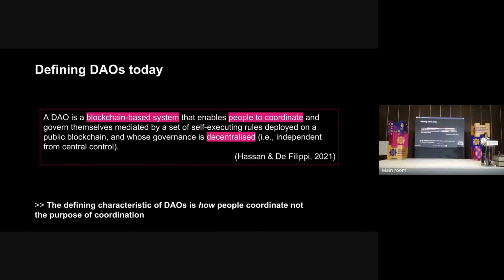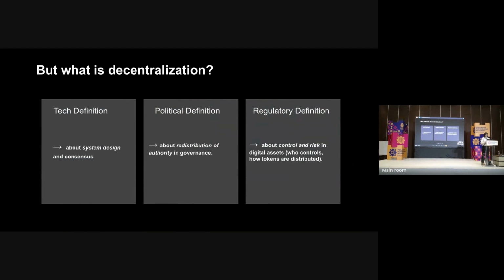So the main defining characteristic of a DAO is how people coordinate. It's describing a way of being and organizing, and it's not a purpose in itself. So you can't talk about a DAO, a decentralized autonomous organization, without deep diving a little bit into the term decentralization. And that's mainly the most, I guess, debated word in the whole industry. And not only from the tech perspective, but also regulators and politicians. Everybody's discussing what that means in their kind of scope, right?